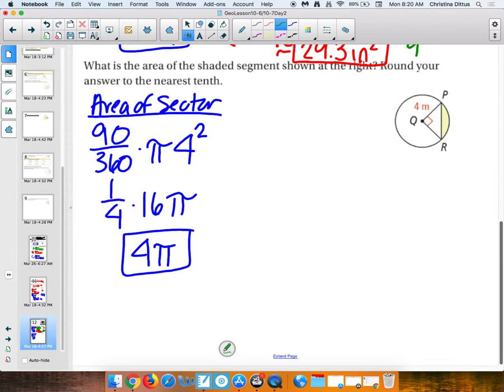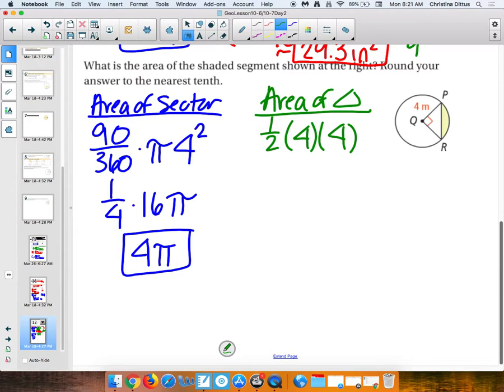What else do I have to do? Find the area of the triangle. This one is much nicer. I've got half. What's my base? 4. What's my height? 4. Remember, base and height have to make a right angle, which is what you have. So these are both radii. If this is 4, this has to be 4. So your base is 4, height is 4. So what's the area of my triangle? 8.